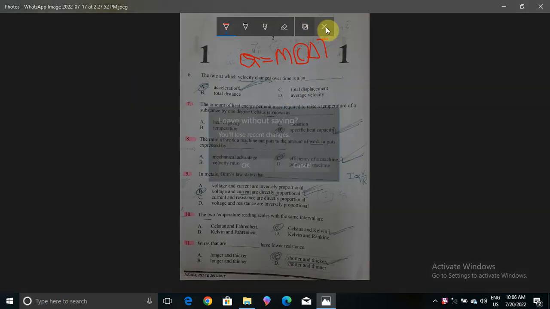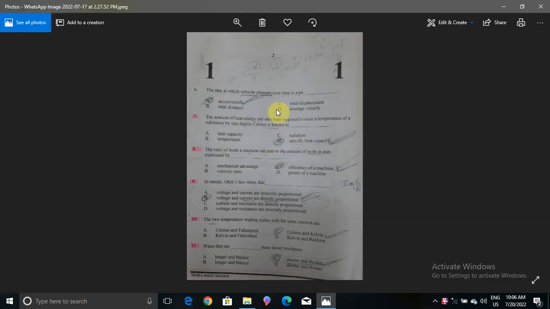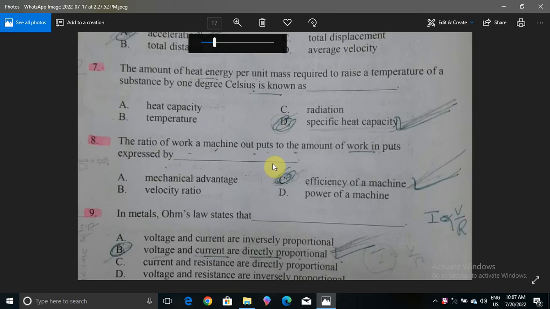Okay, now let's go for question number eight. The ratio of a machine's work output to the amount of work input is expressed by what? Mechanical advantage? No. Velocity ratio? No. Efficiency of a machine? Yes. Because efficiency of a machine is equal to mechanical advantage over velocity ratio times 100%. So efficiency of a machine is the correct answer for question number 8.